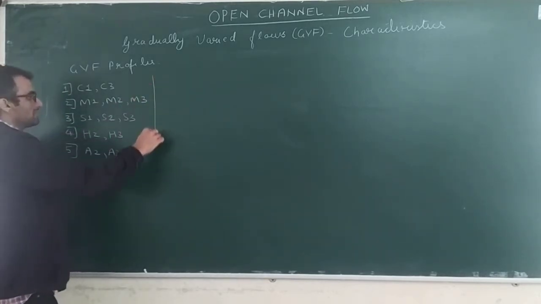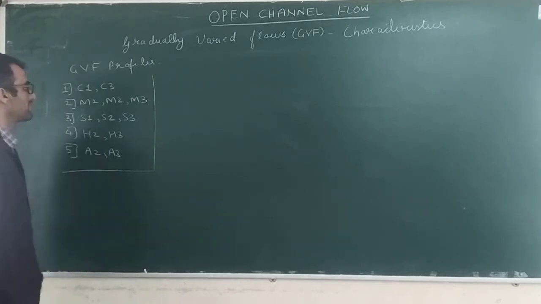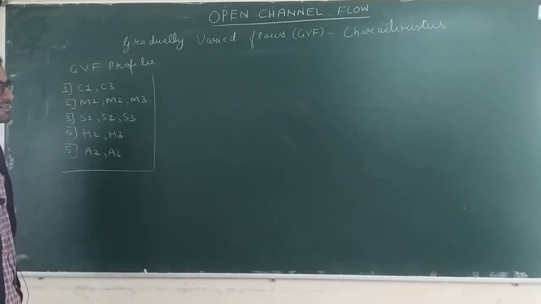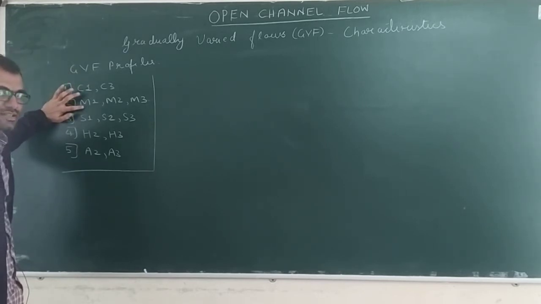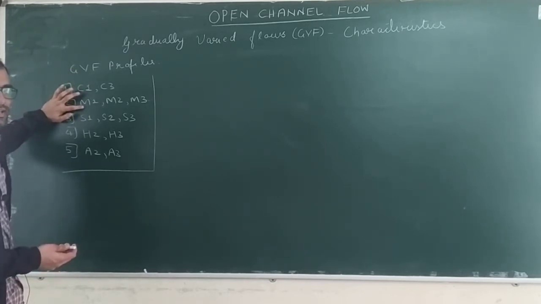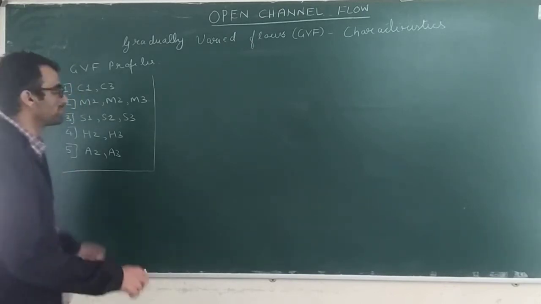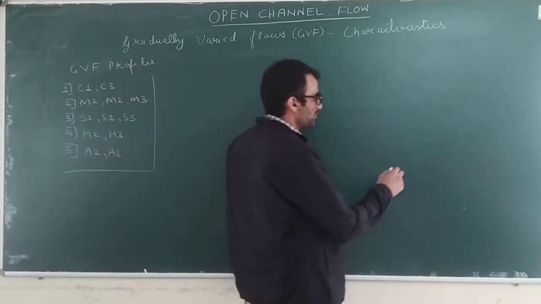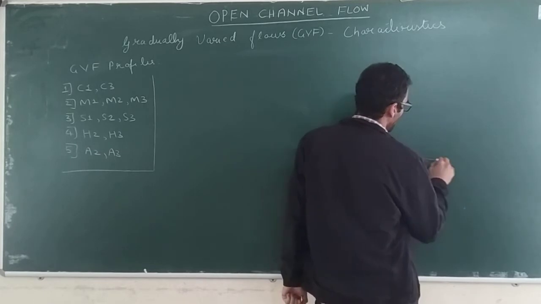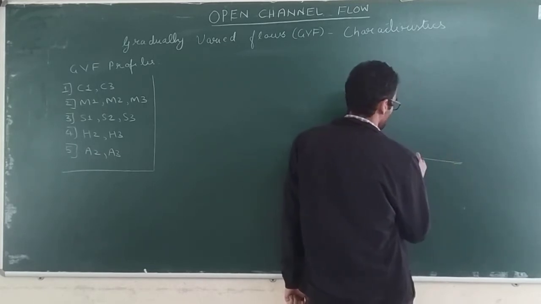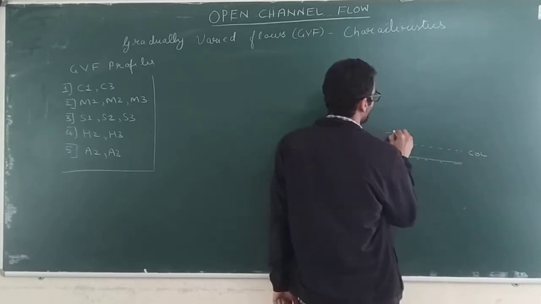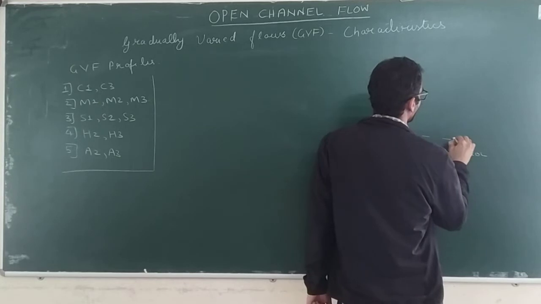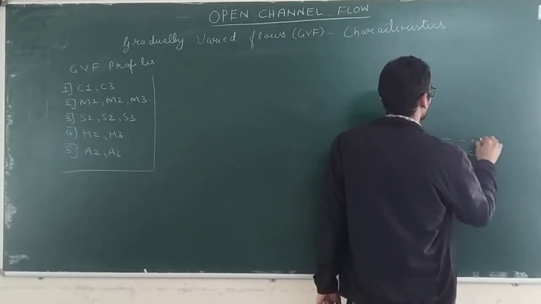Now, once we know the classification, we should also understand the characteristics of each profile. For each and every profile, what are the characteristics, what is the nature of that profile, that we have to study. For example, suppose we have a mild slope. This is your critical depth line, suppose, and the normal depth line will lie above the critical depth line because it is a mild slope.